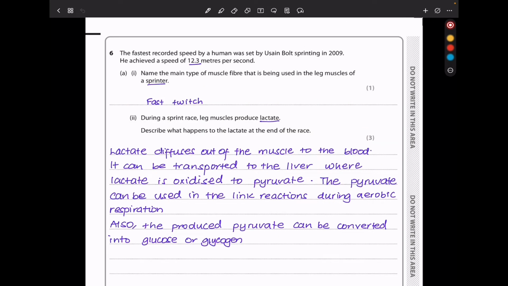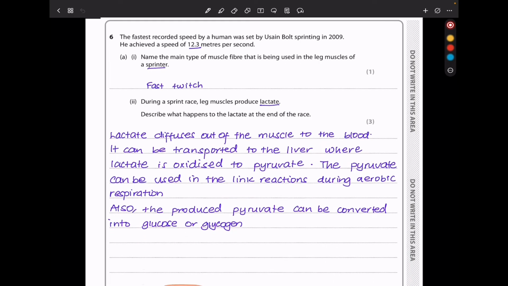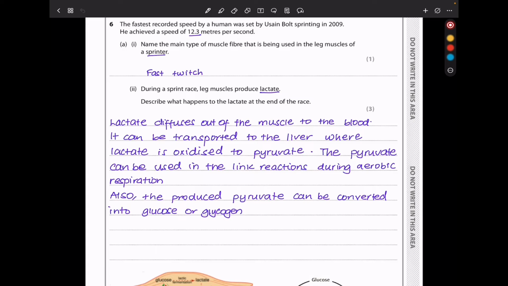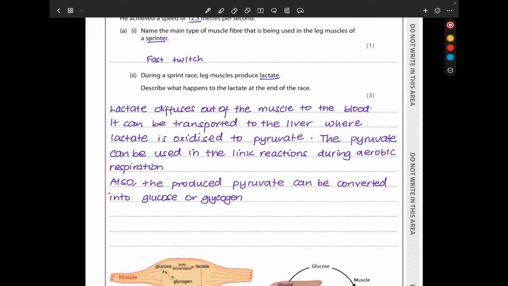In question 6, the fastest recorded speed by a human was set by Usain Bolt sprinting in 2009. He achieved a speed of 12.3 meters per second. Name the main type of muscle fiber that is being used in the leg muscles of a sprinter. These are fast-twitch muscle fibers. Next, they say during a sprint race, leg muscles produce lactate. Describe what happens to the lactate at the end of the race.